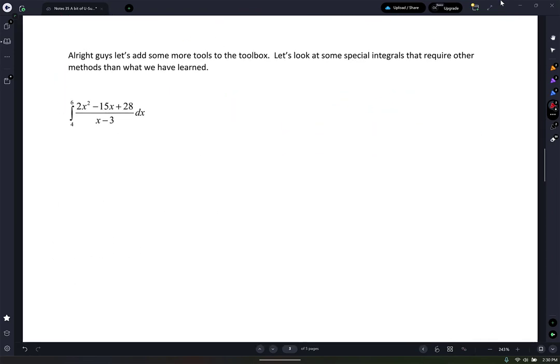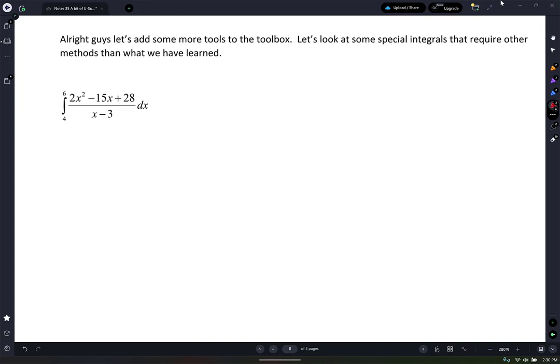All right. So these are going to look a little different. It looks like if you factor that, x minus 3 is not one of those factors, so you can't do what we just did. You can't factor that out and cancel something. It's not going to cancel. So we got to do something different.